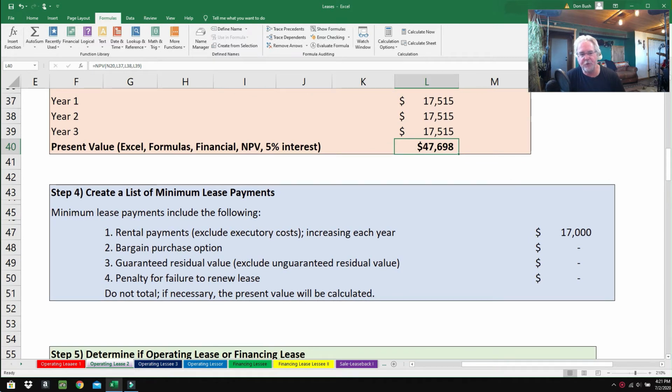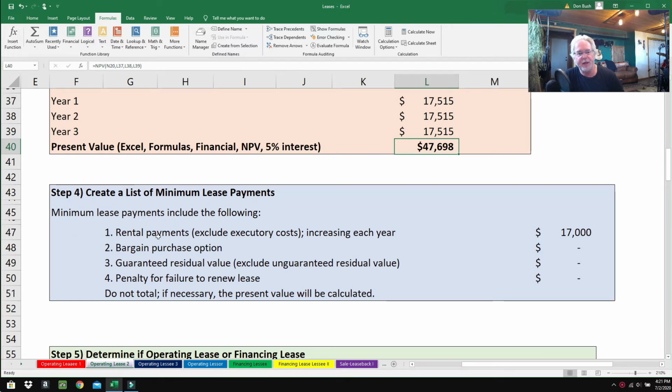So, ladies and gentlemen, here we go. Step number 4. Step number 4, it doesn't apply to this problem too much, but I want to get you into the habit of thinking about this because it's very important, and it's used to calculate the capitalized amount here. And you need to know these. So create a list of the minimum lease payments. Minimum lease payments include the following. There are 4 things it includes.